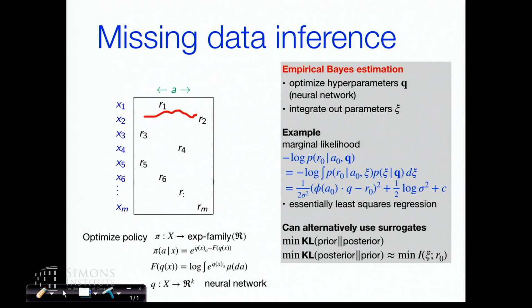But you can start to imagine other reasonable-sounding forms of optimization objective once we have some sort of Bayesian inference mechanism doing missing data inference. For example, a couple of things I tried was mapping it back to the surrogate objectives for the fully observed case, where we were essentially looking at KL divergences between, say, a prior and a posterior, or a posterior and a prior.